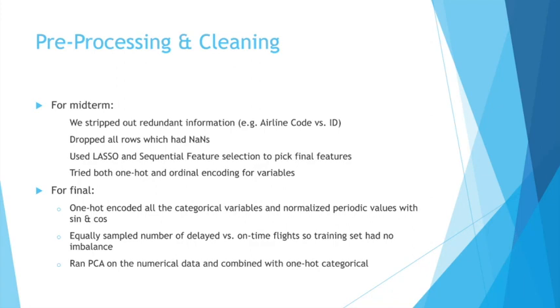For the data cleaning, we stripped both our redundant rows and dropped out all NaNs, and we decided to use only one-hot encoding and normalized our periodic values with sine and cosine functions. We then equally sampled the number of delayed and on-time flights so that our training set had no imbalance. Finally, we ran PCA on our numerical data and combined it with our one-hot categorical data.